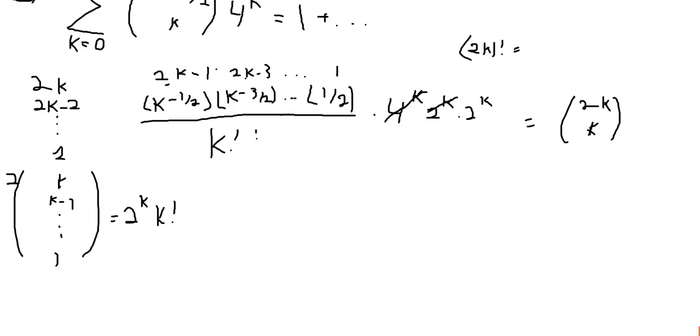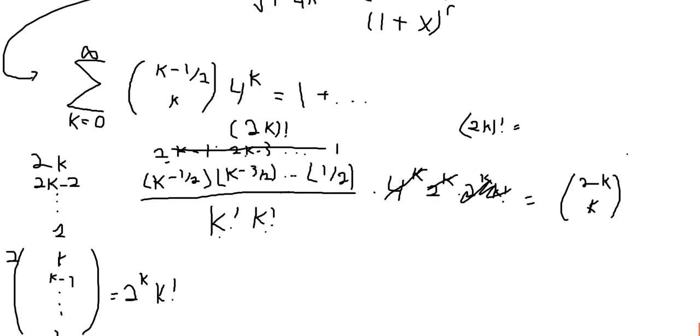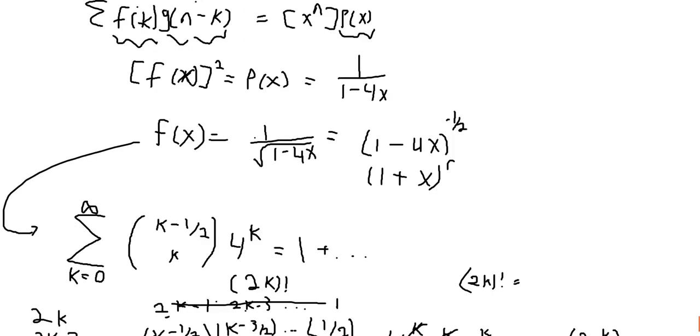And we have our 2 to the k, so we just need another k factorial. So what we can do is multiply the top and bottom by k factorial. So this gives us all of our even integers, so that our numerator becomes, instead of just the odd integers, all of the integers from 1 to 2k. So we get 2k factorial on the top, k factorial, k factorial. So we've proved that 1 divided by the square root of 1 minus 4x generates 2n choose n.